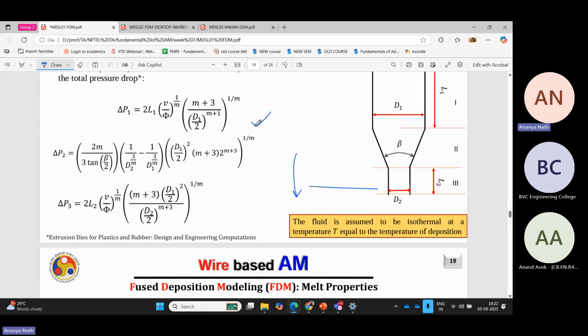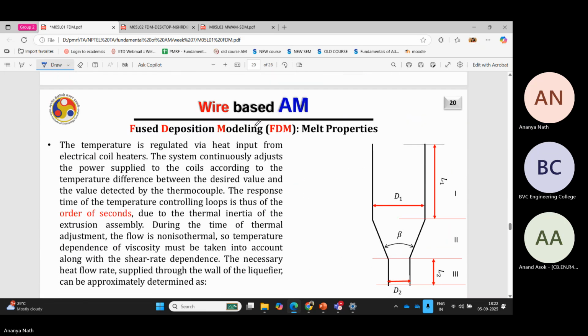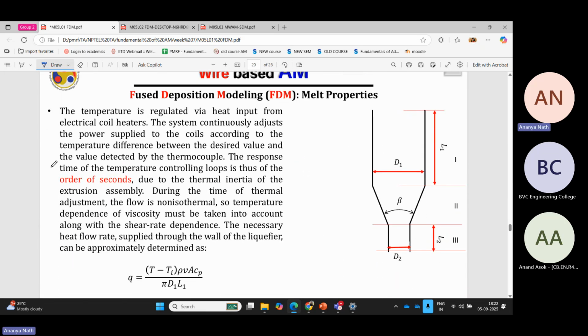This can come in your exam. Then melt properties. In which state should your melted wire be when it's coming out of the nozzle? That is also important. It should not be over melted. It should not be under melted.